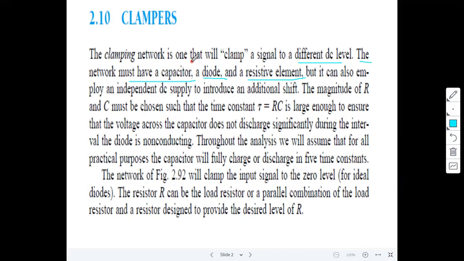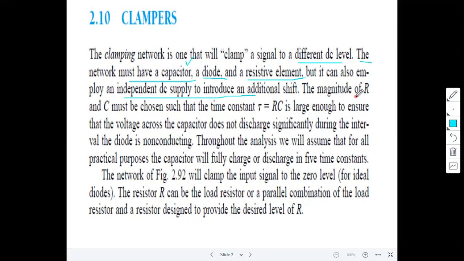Compared to clipper circuits, where diodes and resistors are there, in clamper circuits, in addition to diode and resistor elements, capacitors are compulsory. It can also employ an independent DC supply. Suppose it is a biased clamper circuit, we use some external independent DC voltage.